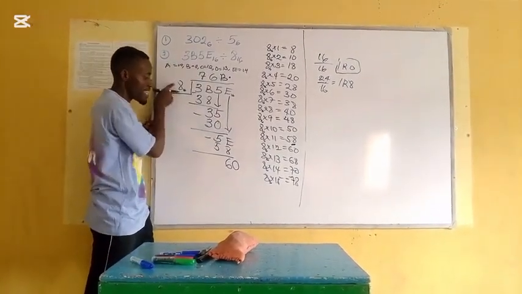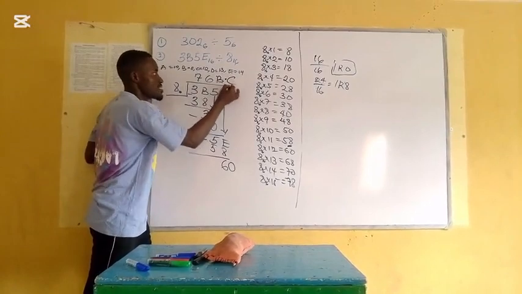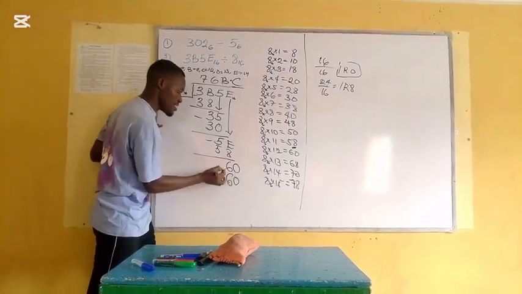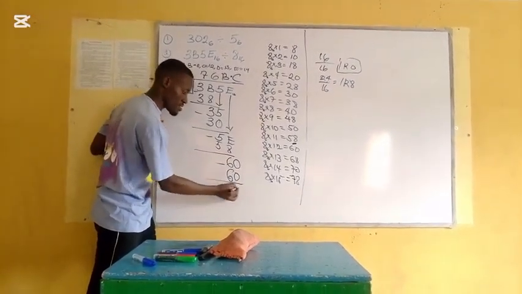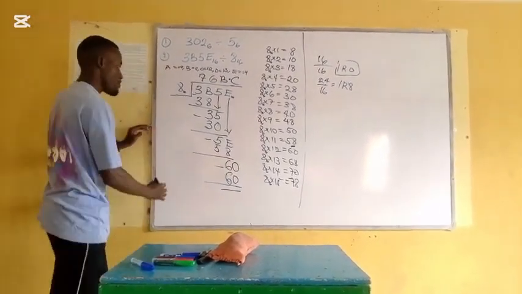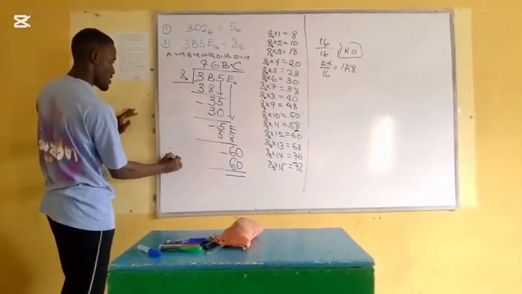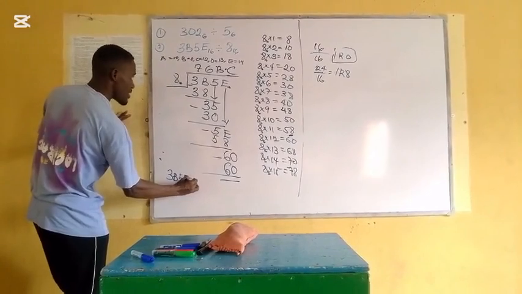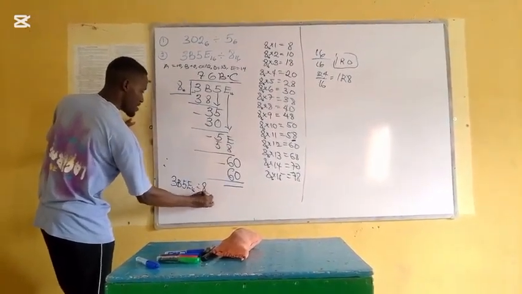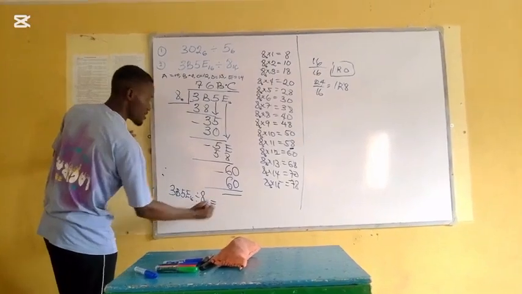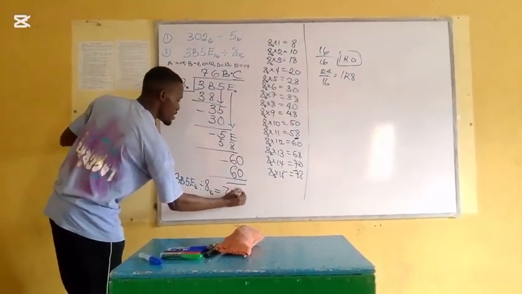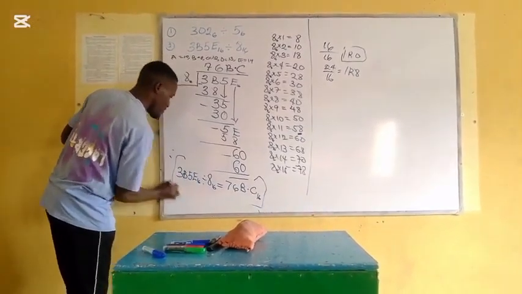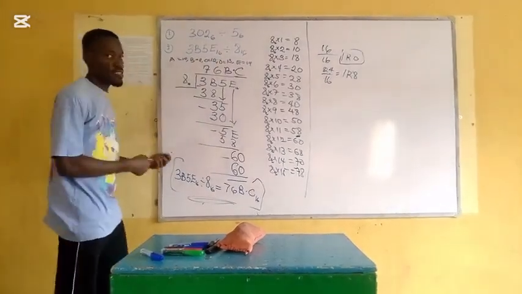12 in alphabetical form is C. So therefore my 8 in 60 is C. So I use my 6 multiply 8 to get back my 60. Therefore 60 minus 60 is going to be 0. So therefore we can now say that my 3B5E in base 16 divided by 8 in base 16 is equal to 76B point C in base 16. And that is your final answer.